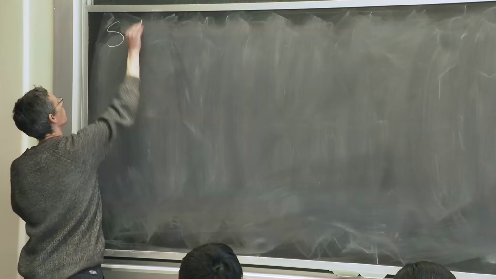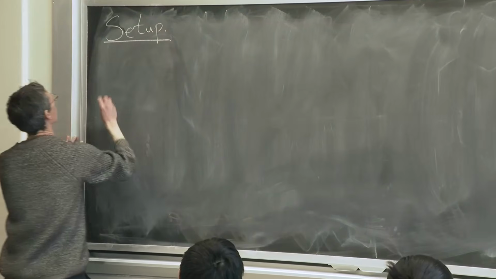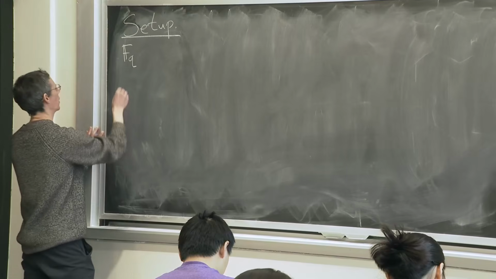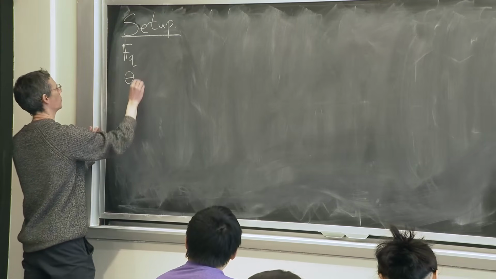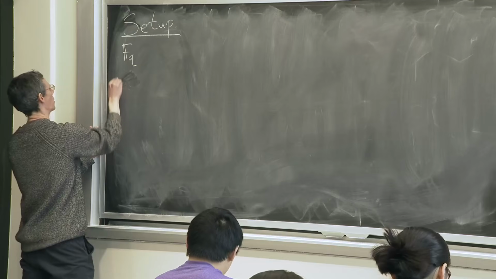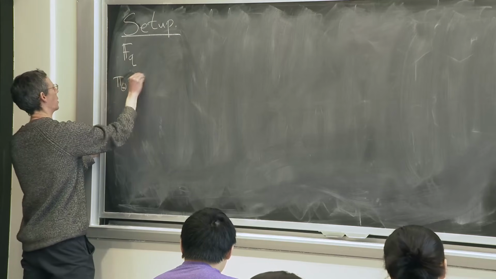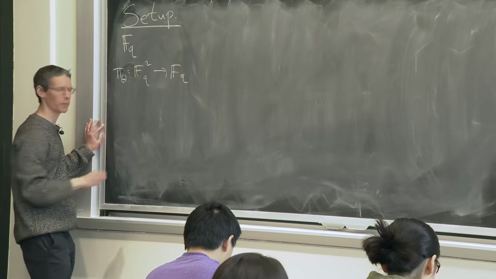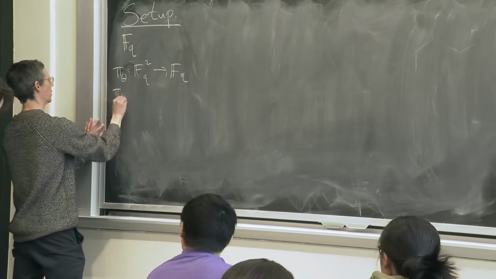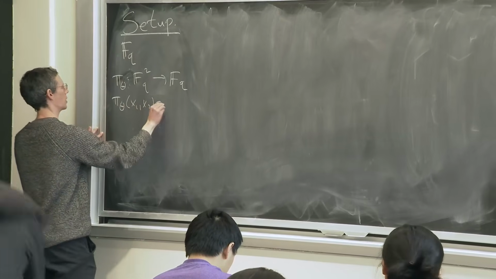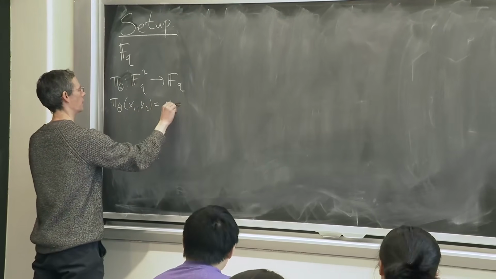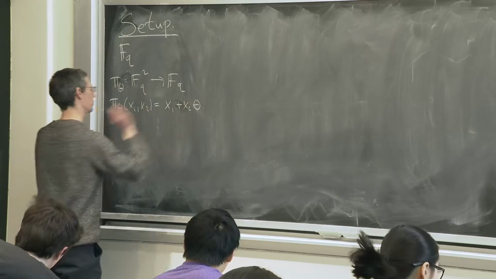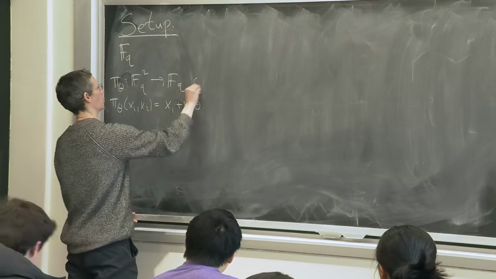OK, so here's our setup. So I'll have F_q, the finite field with q elements. And then I'll have a map pi sub theta from F_q squared to F_q. These will be our different projections from F_q squared to F_q. And it's defined by pi theta of (x1, x2) is x1 plus x2 times theta. OK, so here theta is also in F_q.